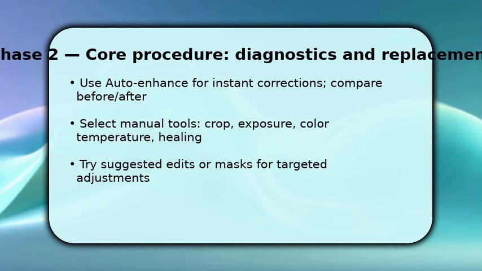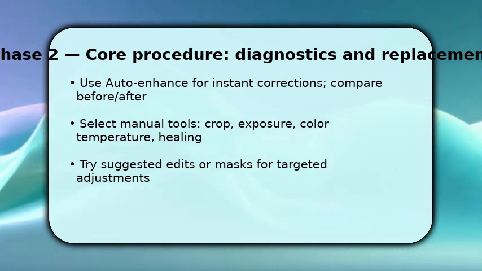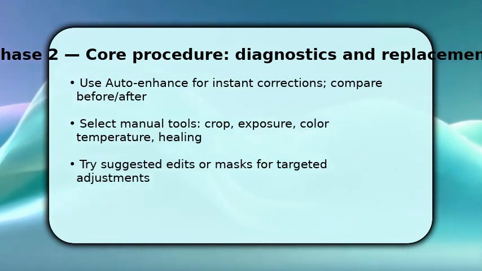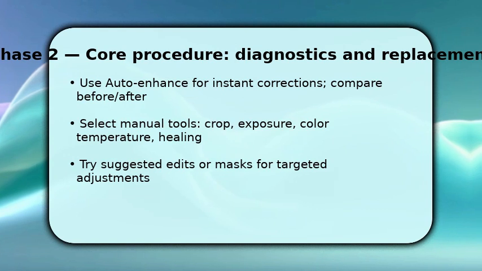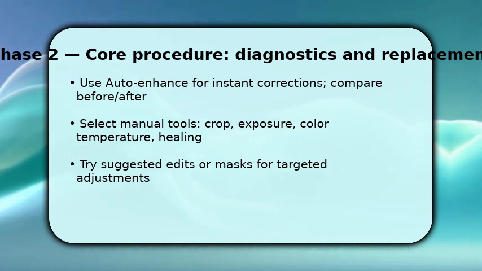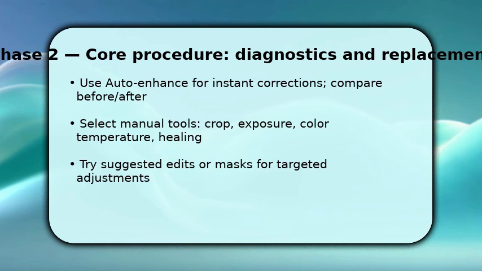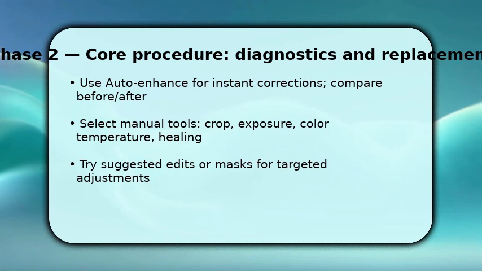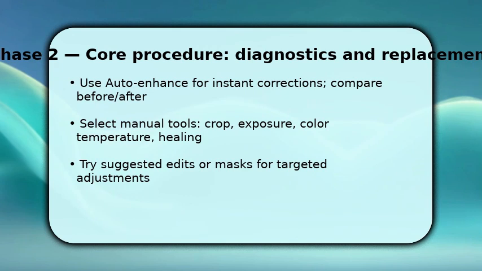You now work through edits, starting with Auto Enhance to correct exposure and color automatically. It gives a reliable baseline. Once done, switch to Manual Tools. Crop for composition, exposure for brightness, and color temperature to fix white balance. Use the Healing or Clone tool to remove distractions. Zoom in and brush carefully for better results.